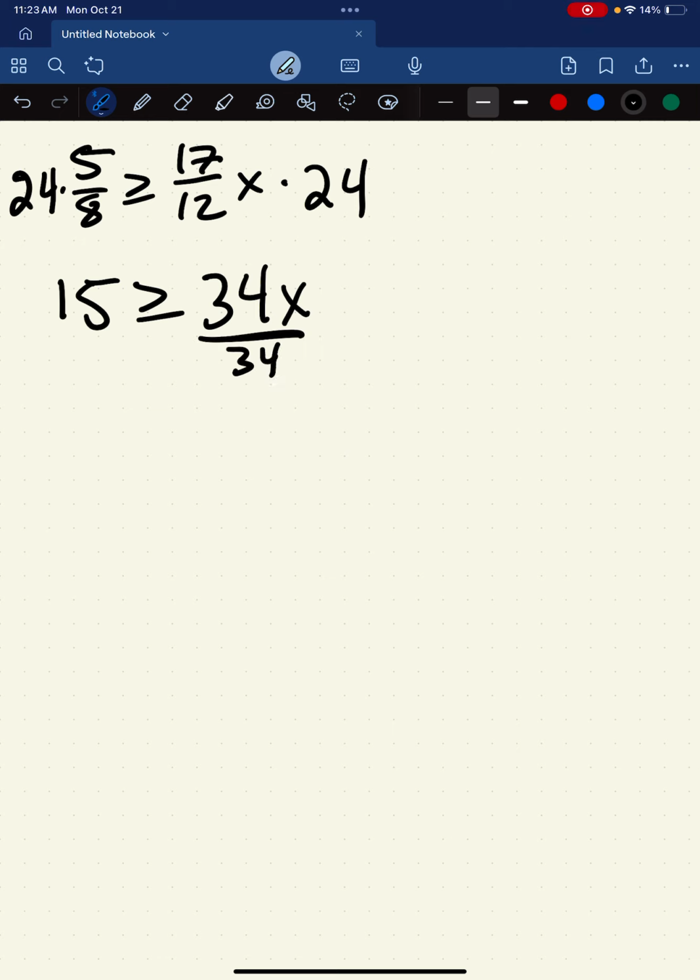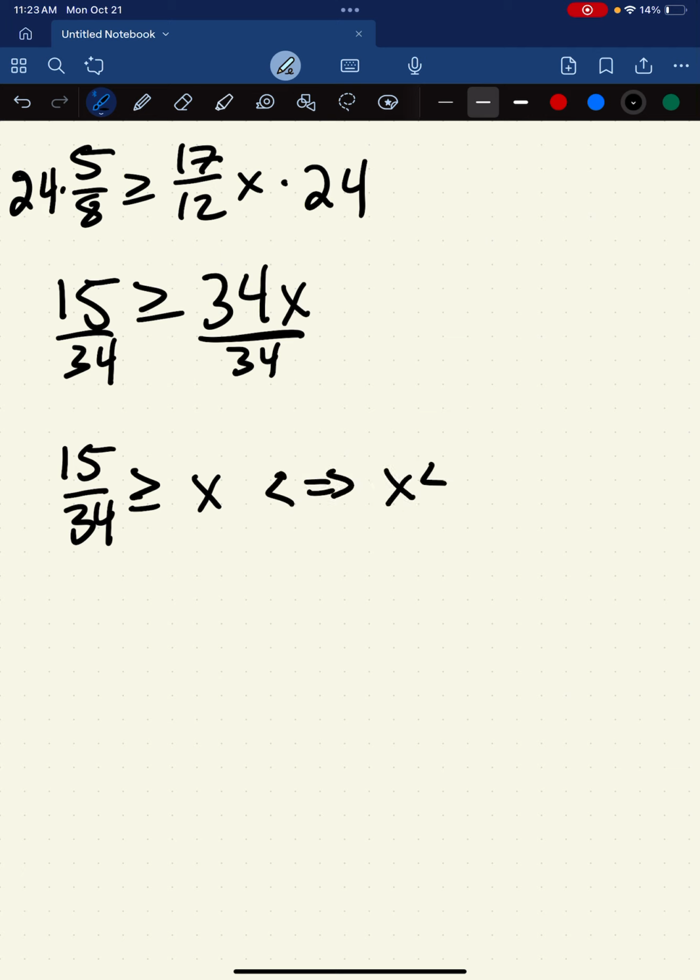Now we can divide both sides by 34. And we get that 15 over 34 is greater than or equal to x, which is the equivalent way of saying x is less than or equal to 15 over 34.